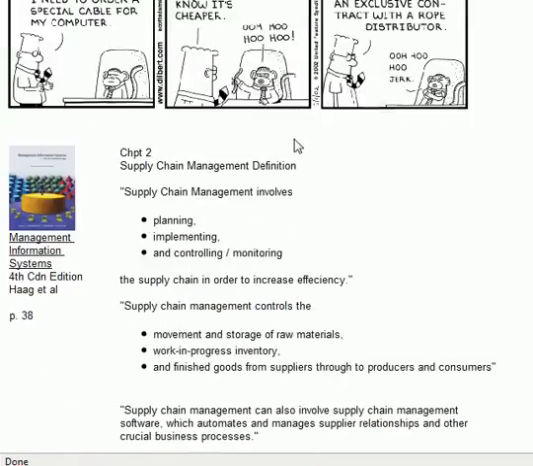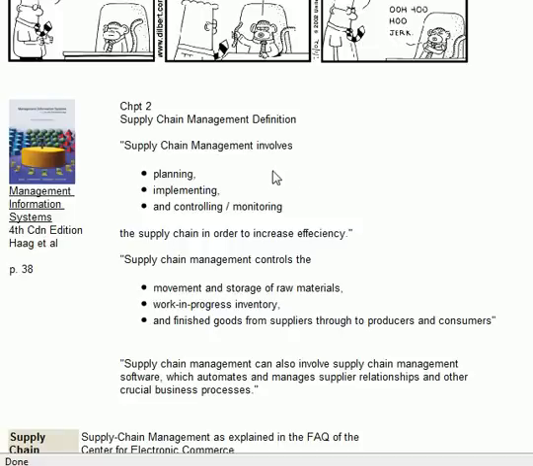The textbook that we use in C11 talks about supply chain management in terms of planning, implementing, controlling to increase efficiency. And in terms of controlling, you're controlling the raw materials, the work in progress inventory, and the finished goods. Let's just look at a couple of those points.